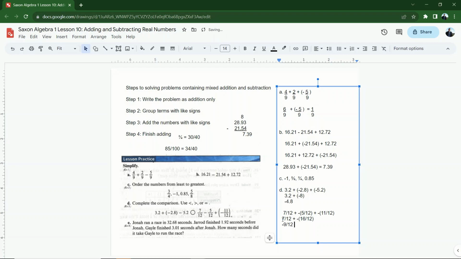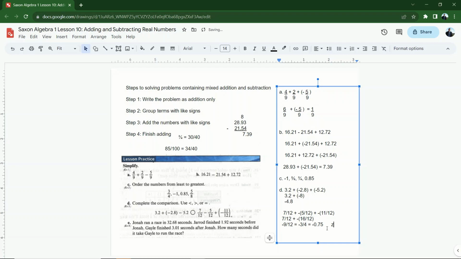All right, that simplifies, by the way, to negative 3/4. And I know that negative 3/4 is the same as negative 0.75. So which is less? Negative 4.8 or negative 0.75? Negative 4.8 is more negative, so it's going to be smaller than negative 0.75. So the symbol I would have to plug in there is the less than symbol.